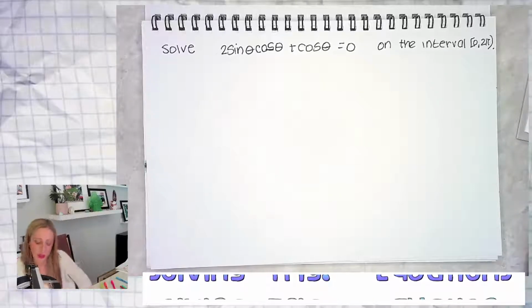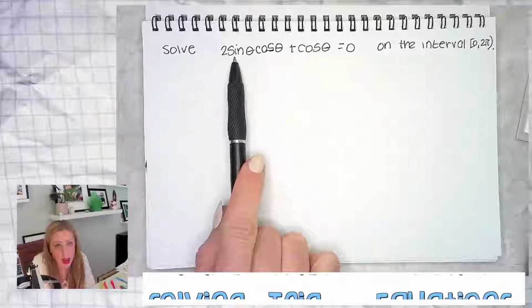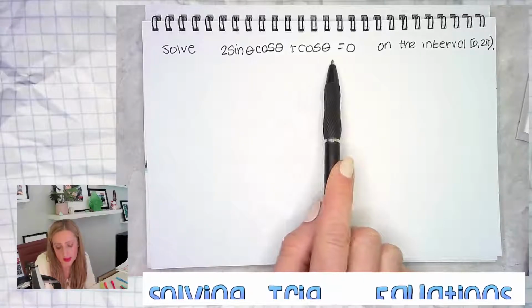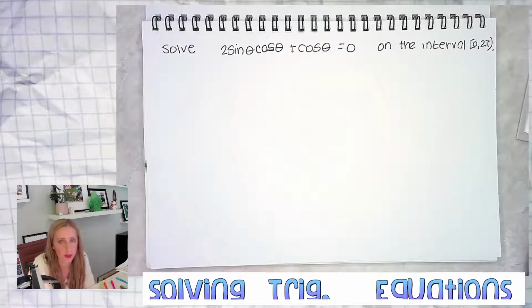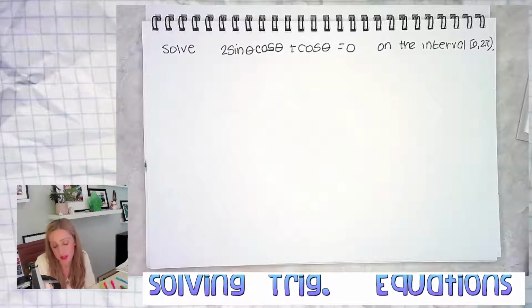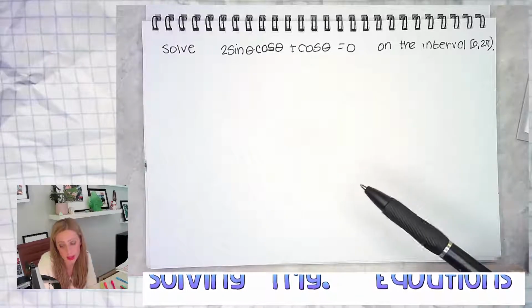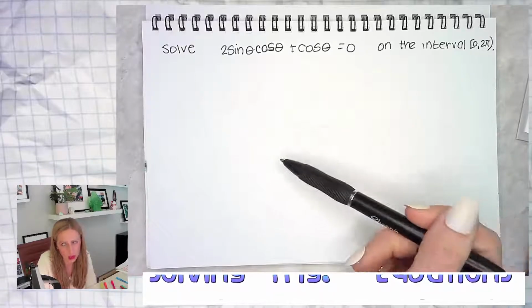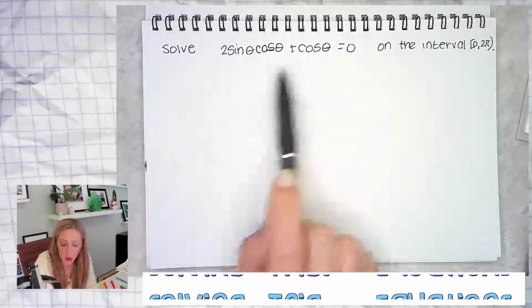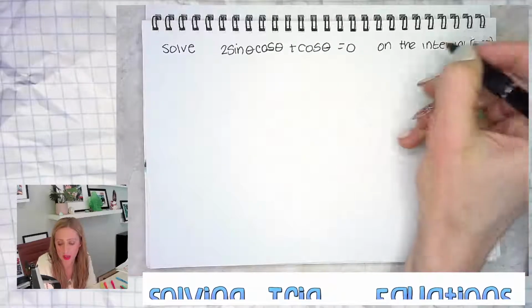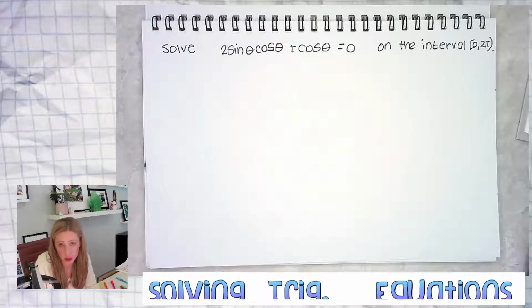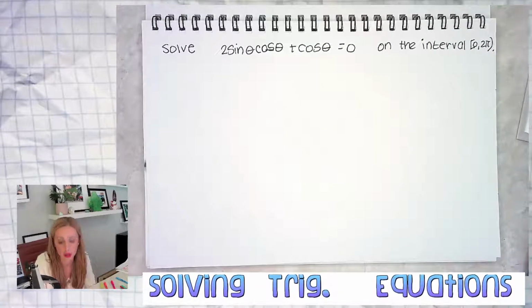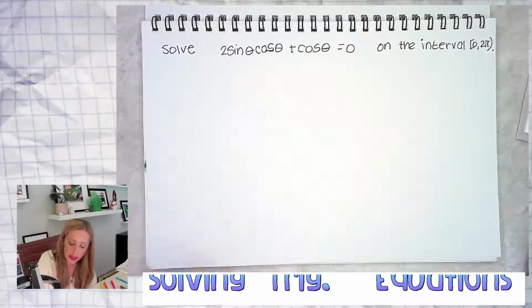Here we have the example: solve 2 sin θ cos θ + cos θ = 0 on the interval from 0 to 2π. And right after this, I'm going to record an extended application or an extended exercise where we will solve for all radian solutions, not just on the interval from 0 to 2π, and we will use general solutions. All right, so let's get this started.